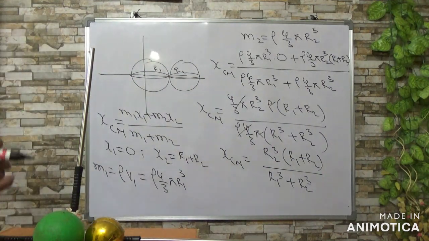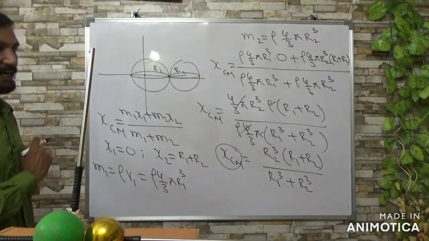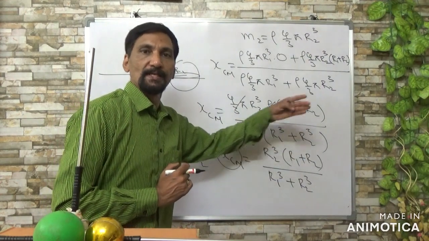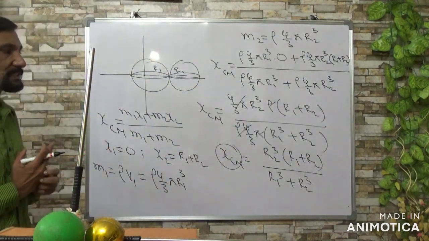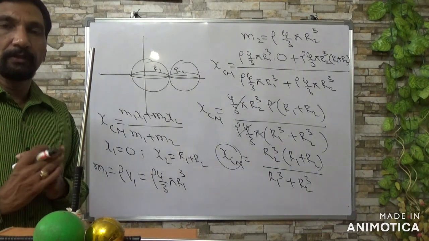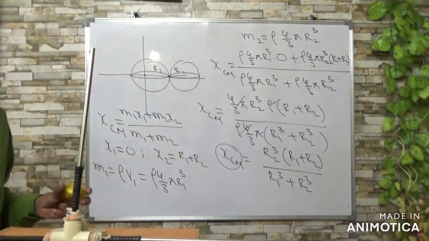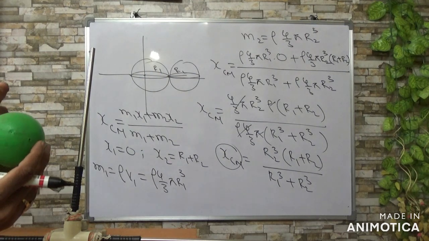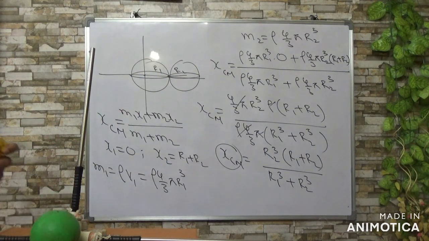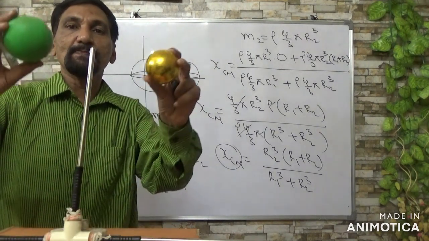That is, when one sphere is added to another sphere, the new center of mass is given as r2 cube into r1 plus r2 by r1 cube plus r2 cube. So it is very simple. How do you find the coordinates of center of mass? You take the first body, attached to the plane such that the center of this sphere coincides with the origin. Then you take another sphere and use the same formula. So that is about spheres.